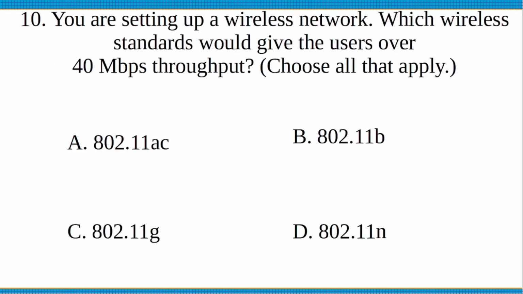Question number 10. You are setting up a wireless network. Which wireless standards would give the users over 40 megabits per second throughput? Choose all that apply. A. 802.11ac. B. 802.11b. C. 802.11g. D. 802.11n.